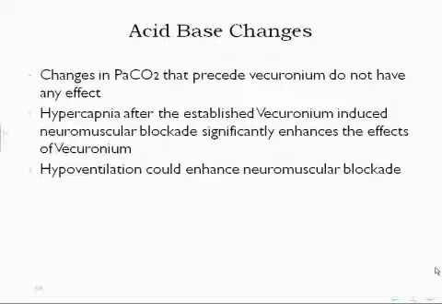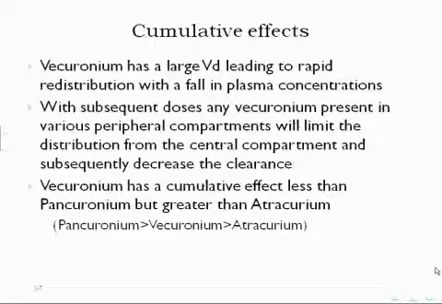And you may think that everything's fine, and in actuality, the person's getting more relaxed at the end of the case. The cumulative effect: vecuronium has a large volume of distribution leading to a rapid redistribution. With subsequent doses, vecuronium in various compartments will limit the distribution to the central compartment and subsequently decrease the clearance, but it has a cumulative effect less than pancuronium, but greater than atracurium. So it can accumulate, but it takes a lot more dosing, usually like the 0.2 milligrams per kilo, before you start seeing the cumulative effects.